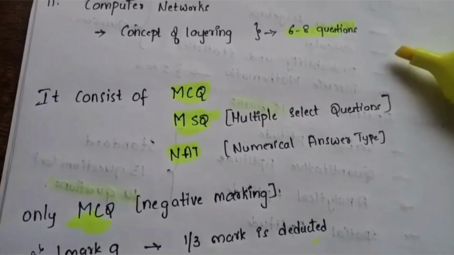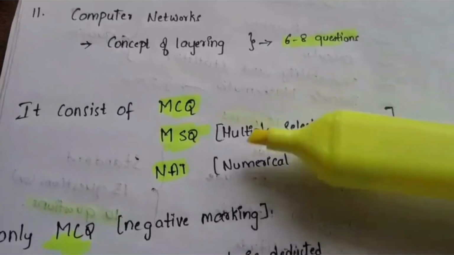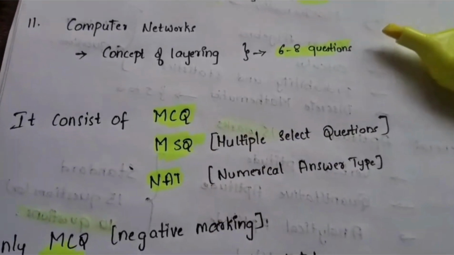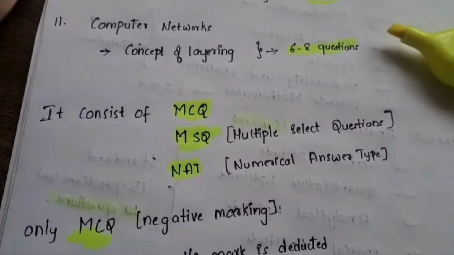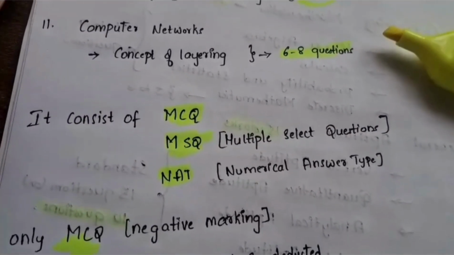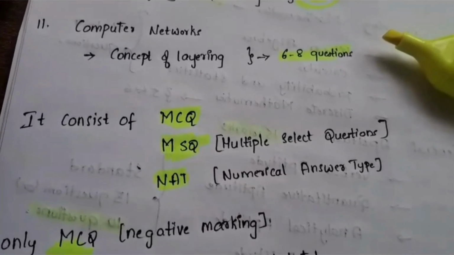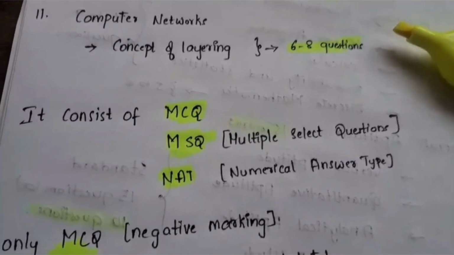Now coming to how the paper will appear, we have 3 types, that is MCQ, MSQ and NAT. MCQ is the normal multiple choice question that we always write. MSQ is the multiple select question, in which you'll have an option to select multiple answers. And NAT is a numerical answer type, where you'll be solving and writing the answer in terms of numbers.